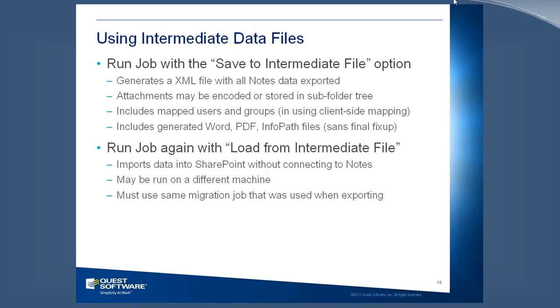And so if you're using client-side user mapping, we'll do the user mapping as we're extracting the data, and then the intermediate file will have all the mapped users stored in there as well. And it includes any generation. If you're doing generation of Word documents, PDF documents, InfoPath documents, those are actually done on the client side when you're extracting the data. So we actually get these generated files as part of this intermediate data file format. And so that will give you some interesting options, which I'll show you later.